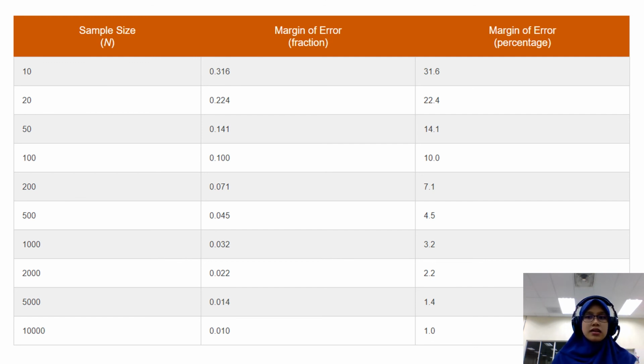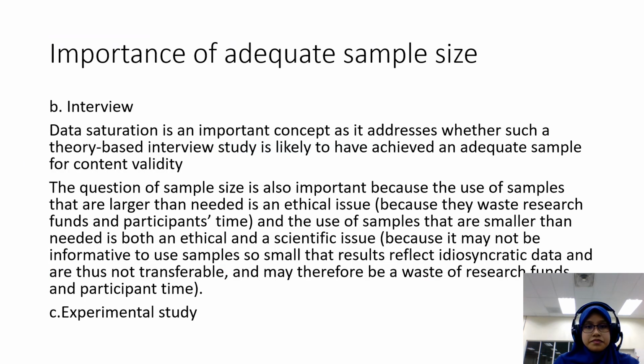What you can see here, by looking at the percentages also, is that if you have a sample size of 100, you may have 10% margin of error. If you have a larger sample size, for example 500, you may have a lower margin of error, which is 4.5%. So the larger the sample size, the smaller the margin of error.